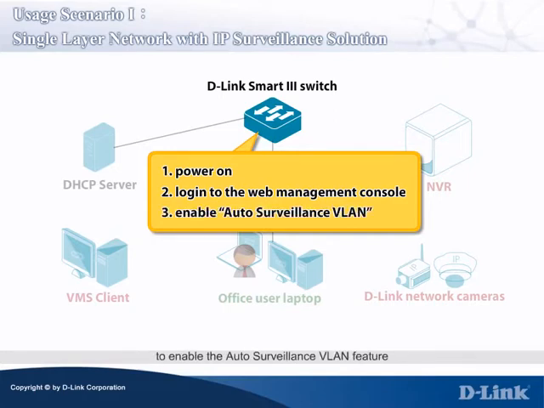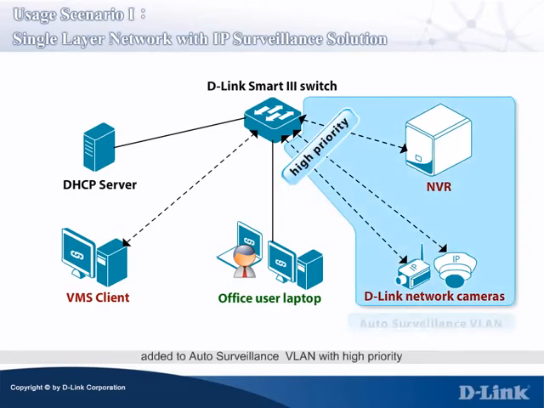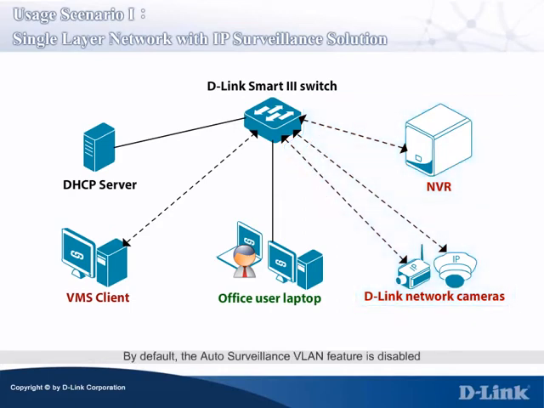Simply power on the Smart 3 switch, log in to the Smart 3 switch web management console to enable the Auto Surveillance VLAN feature, and connect all components to it, and you are done. NVR and D-Link network cameras are added to Auto Surveillance VLAN with high priority. No configuration is required. You only need to enable the Auto Surveillance VLAN feature. By default, the Auto Surveillance VLAN feature is disabled.